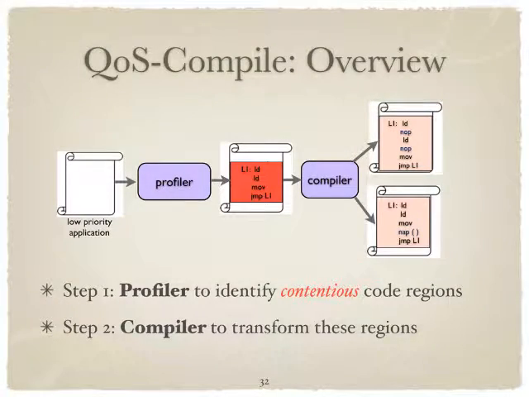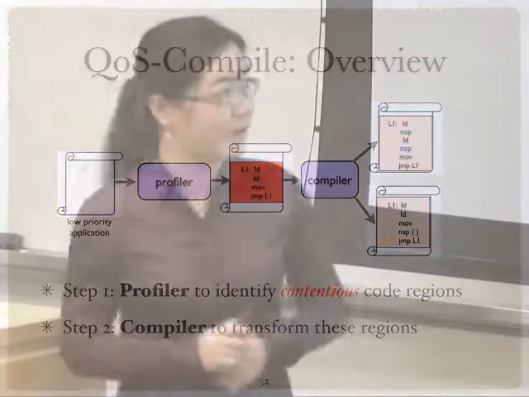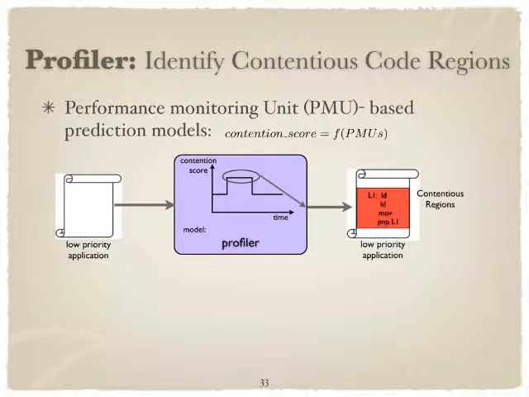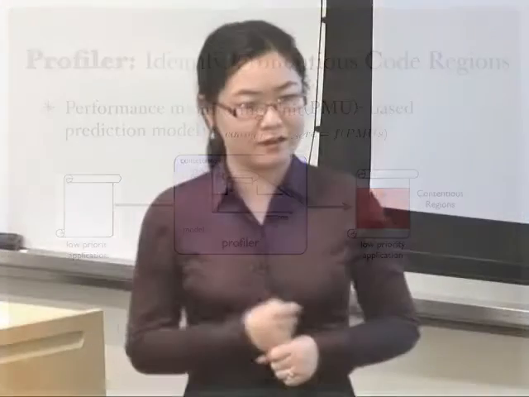So we call our system QoS-Compile, and here's a review of the system. We have a profiler that identifies the contentious regions of those low priority applications. We also have a compiler that targets those contentious regions and compiles them to mitigate the contention. I'm going to talk a little bit about the profiler first. This profiler is based on hardware performance counters because they're fairly low overhead. The idea is based on how aggressively those applications use a certain memory resource, we predict how contentious it may be when it's running with other applications.